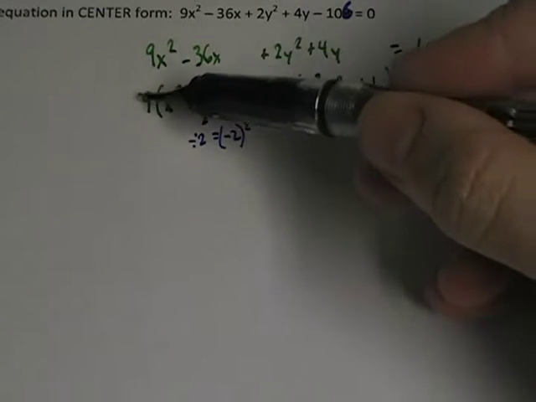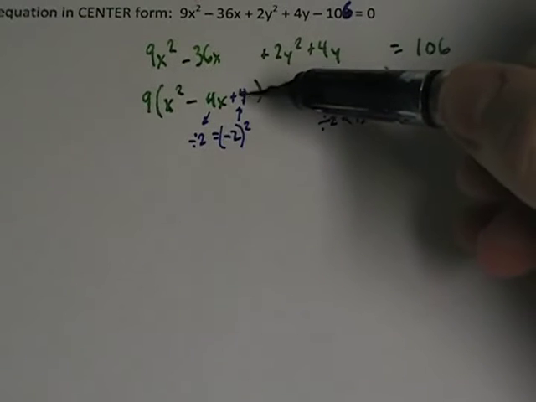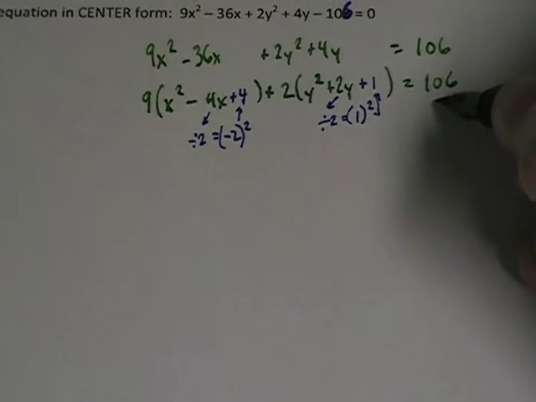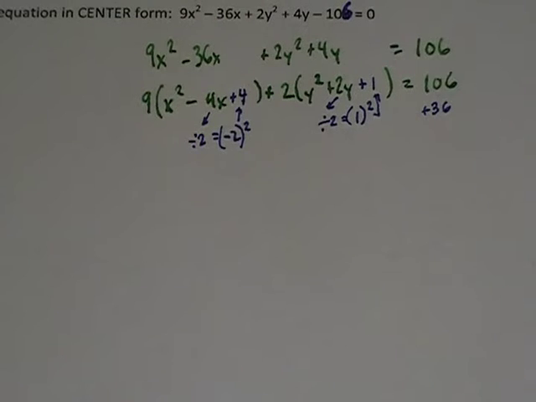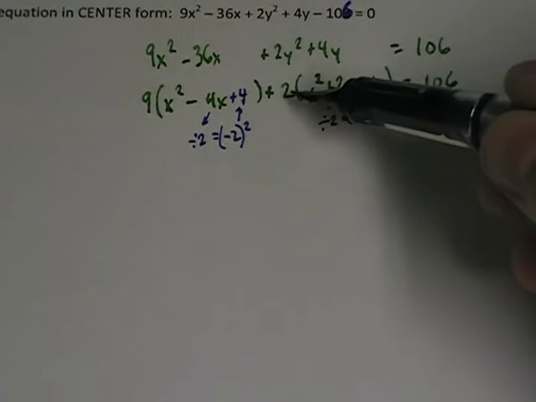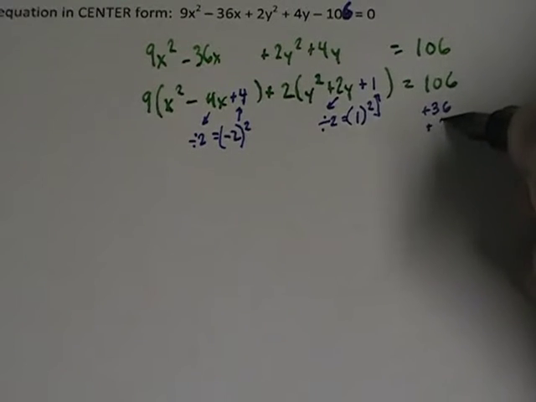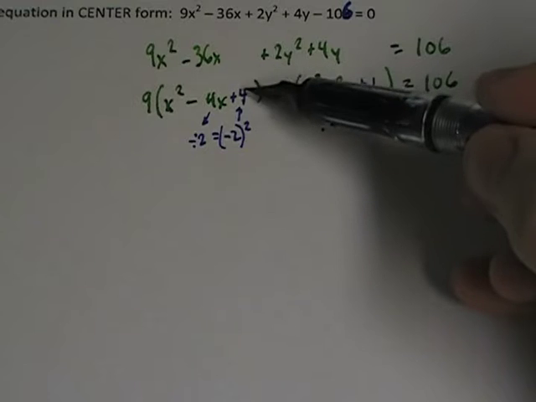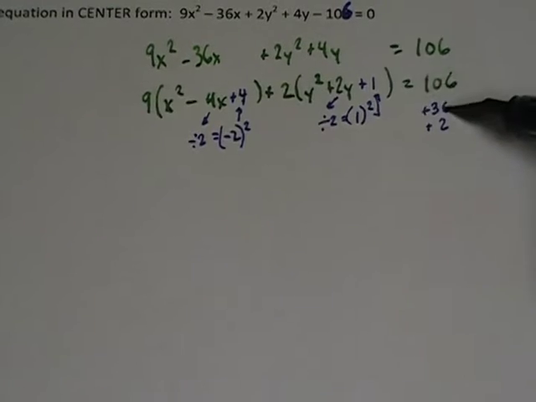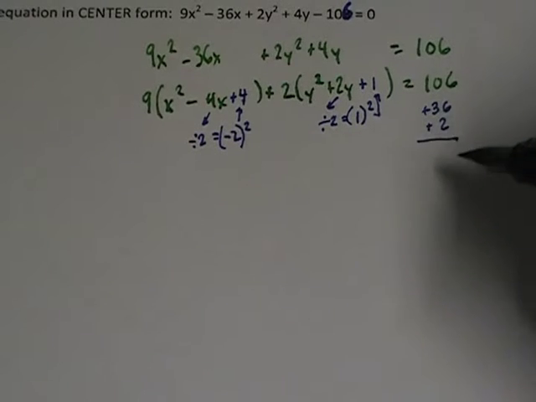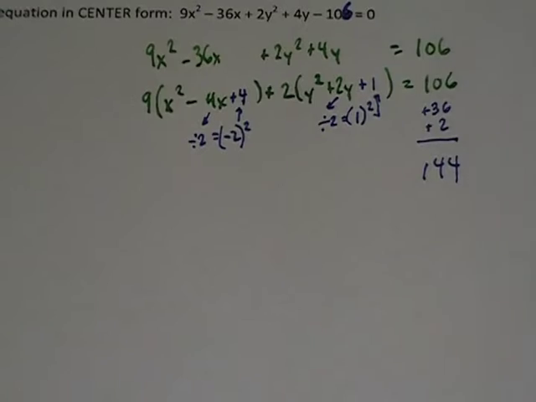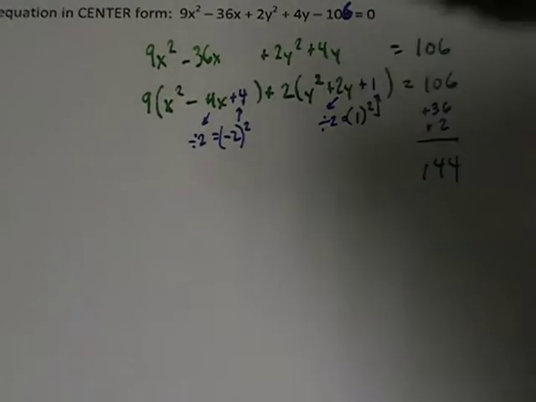Except, normally we add plus 4 here, you add plus 4 here, right? That's not the case, because this 9 is factored out. 4 times 9, we're going to add 36. And then here, because this 2 is factored out, we're going to say 1 times 2, and we're going to add 2. Okay? So 4 times 9 added to this side, 1 times 2 added to this side. You add those up, and you should get 144.